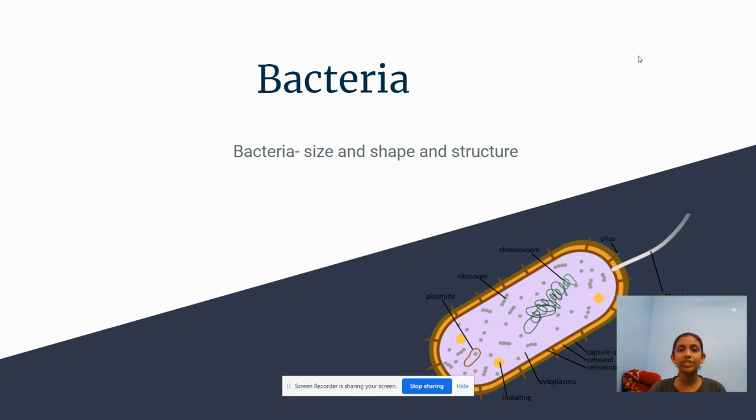Today we are going to understand about bacteria, where we are just going to know about the size and shape, the structure, characteristics and reproduction which happen in bacterial cell. So it is the last video from Monera kingdom. In the next video we will start with the Protista kingdom of the animal kingdom. Okay, so let's get started with the session.